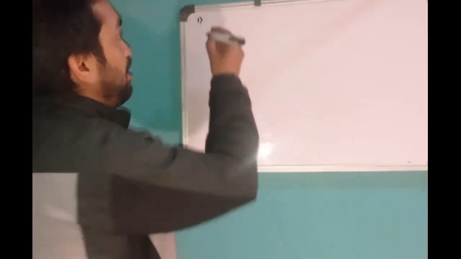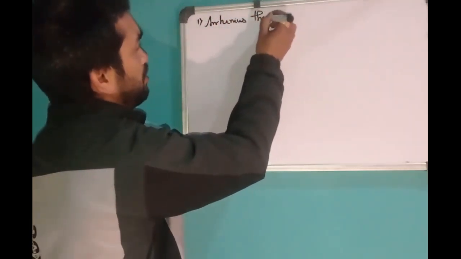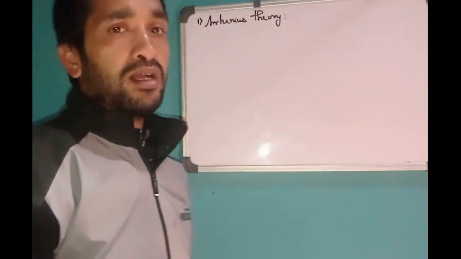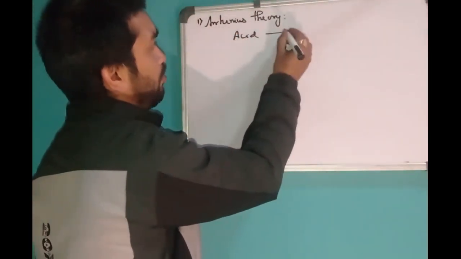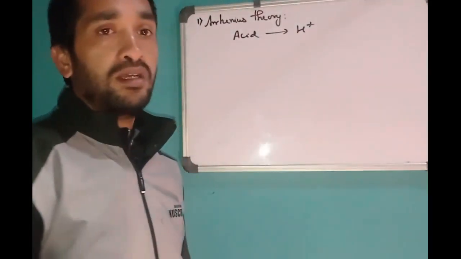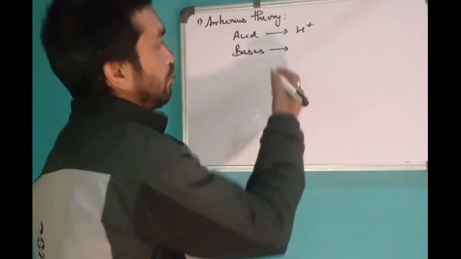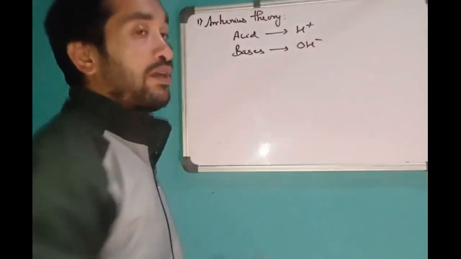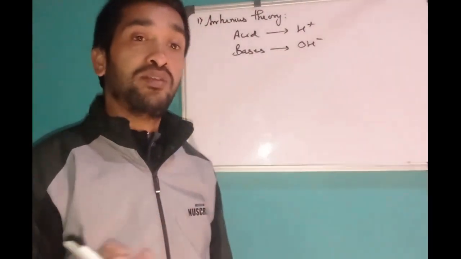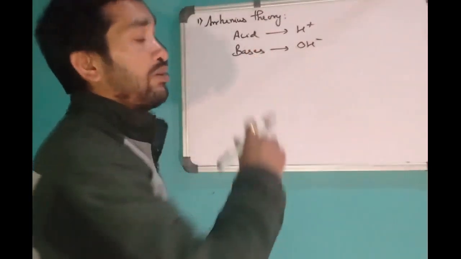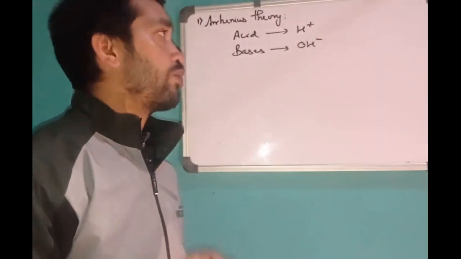The first theory is Arrhenius theory. Maybe you would have heard about this theory. Arrhenius theory is the simplest theory, which says that an acid, when dissolved in water, furnishes H positive ion. Bases, when dissolved in water, furnish OH negative ion. So according to Arrhenius theory, acids are those chemical species which when dissolved in water furnish H plus ion, and bases furnish OH negative ion, that is hydroxide ion.